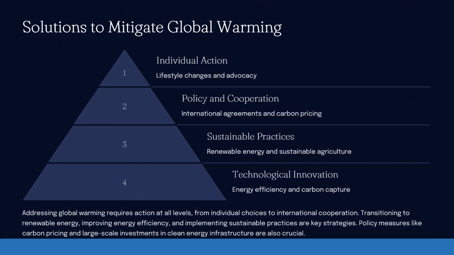Finally, let's discuss the solutions to mitigate global warming. Addressing this challenge requires action at all levels, from individual actions to global cooperation. Individual action. On a personal level, each of us can make a difference by adopting more sustainable lifestyles. This includes reducing energy consumption, recycling, using public transport, and advocating for policies that support climate action. Every small change adds up to a larger impact.